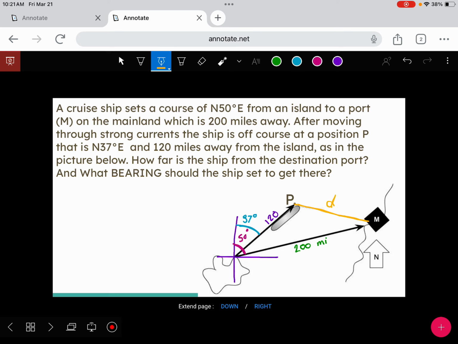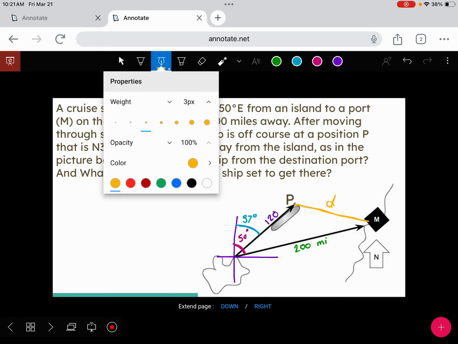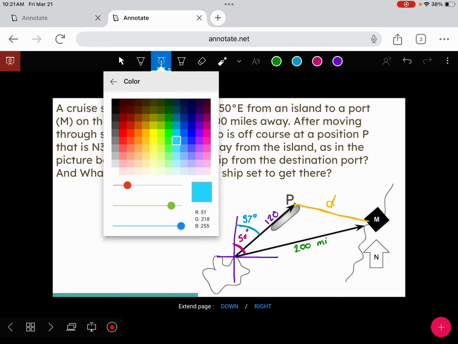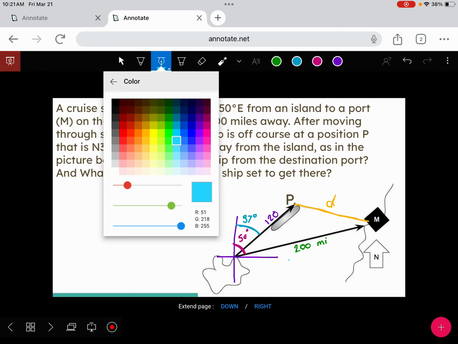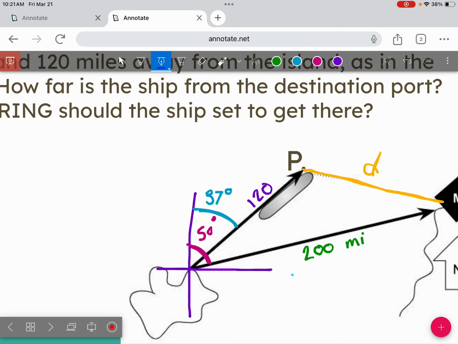So, yeah, we can find this angle because I know that this piece up here is 37 and I know this whole piece is 50. So we can find the difference between them. That is the same color I've already used. Blue. So this angle in here is going to be what? 13 degrees.